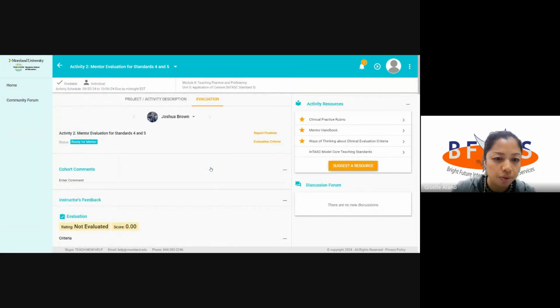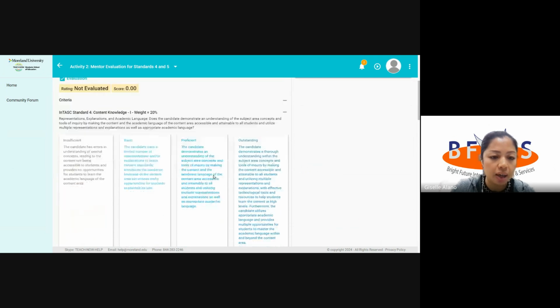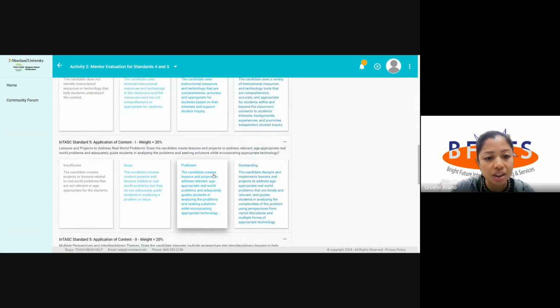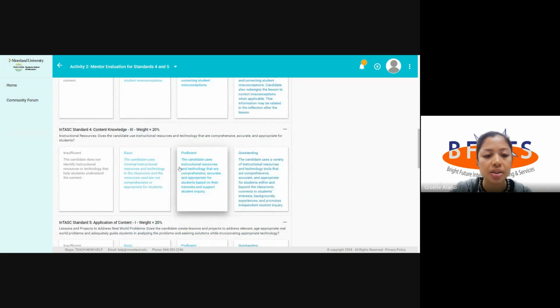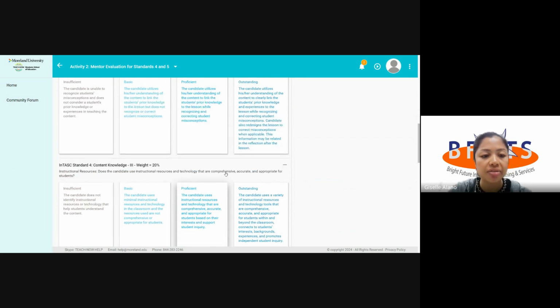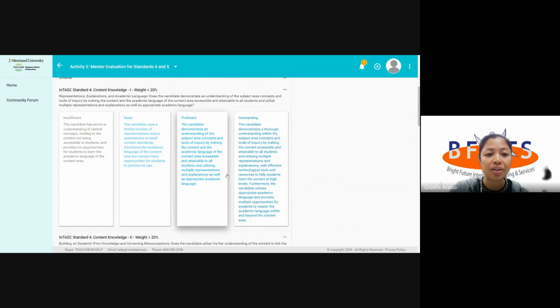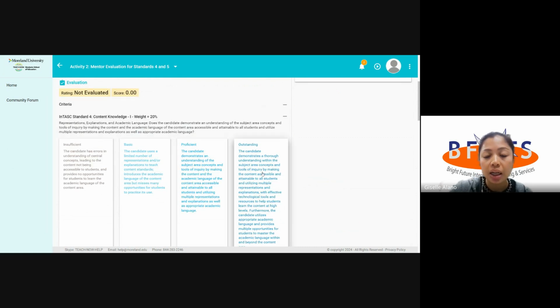So for standards 4 and 5, standard 4 focuses on content knowledge. So that's your subject knowledge, right? And then in-task standard 5 focuses on application of content, focusing on real world application and interdisciplinary themes. This is what I was telling you earlier, that I'd like you to mention the other things that you do as well, that weren't recorded in the video, that address these in-task standards for standard 5. Going back to standard 4, I do want to ask you some questions.